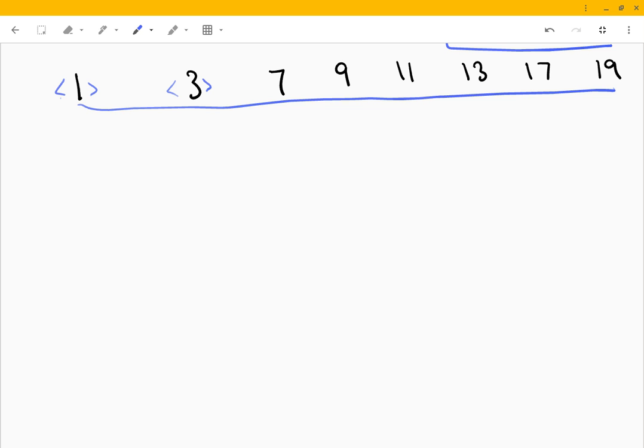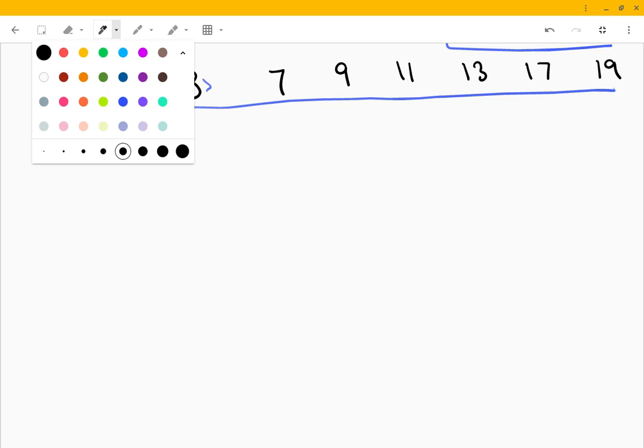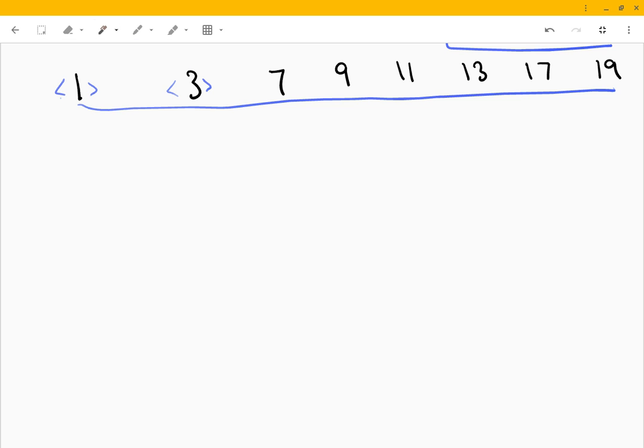Now let's look at the elements which we have missed. Okay, so the elements which we have missed are 4, 5, 6, 8, 10, 12, 14, 15, 16, and 18 and 20. Right? These are the elements which we have missed. Okay. Now, look.